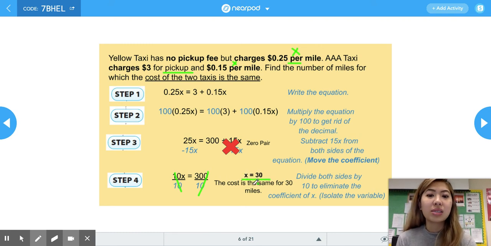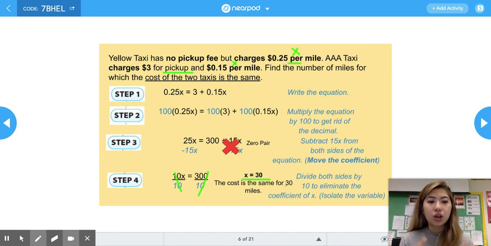And so that means that the cost is the same for both taxis for 30 miles. So once the taxis both drive 30 miles, the cost will be the same.